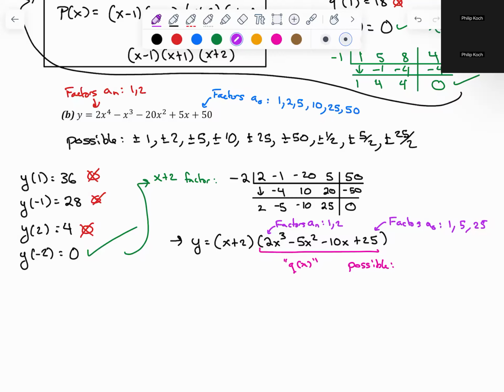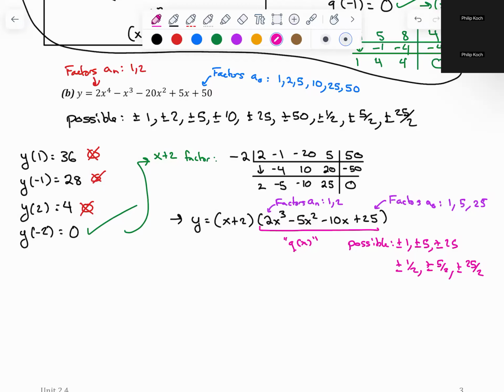So this is the first part so far. And I just tested 1, -1, 2, and -2, and that's when I found -2. So I started working with that. But you might have found a different number to work with at first, and in which case, then go ahead and work with that one. But you'll get the same answer at the end anyways.